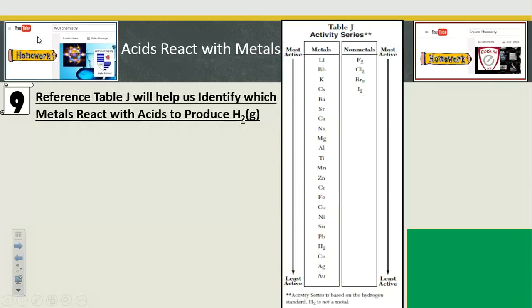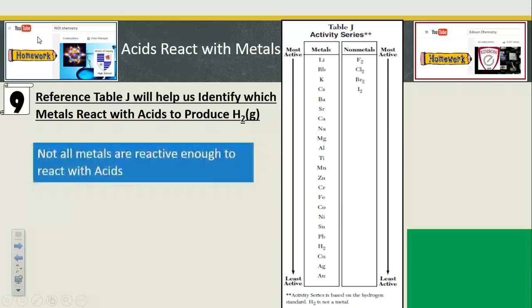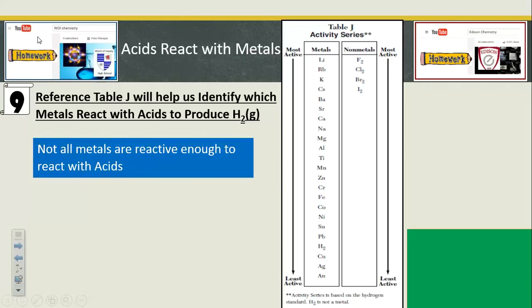Now here's reactivity series Table J, activity series. And the way we understand this is that the most active metals are towards the top, so lithium, rubidium, potassium, and the least active metals are towards the bottom, like copper, silver, gold. The more active a metal is, the more likely it is to react with an acid, and the more vigorously it would do so. So not all metals are active enough to react with acids. Acids will react with any metal, but the metal isn't always reactive enough.